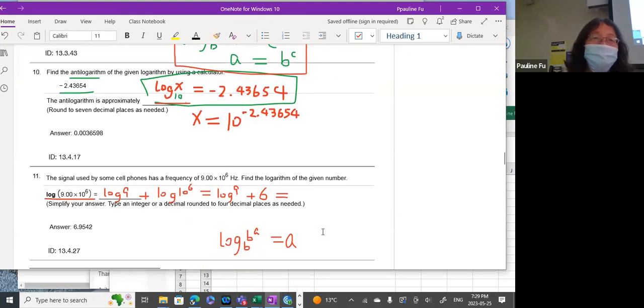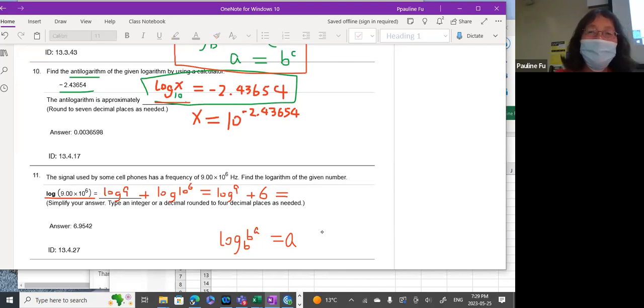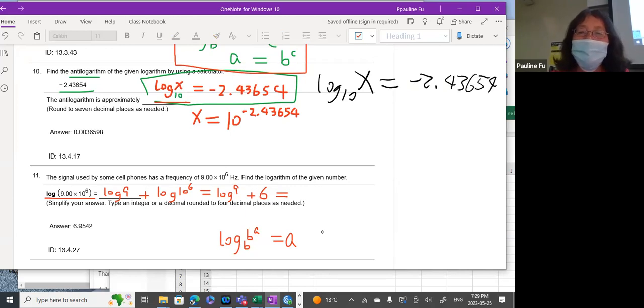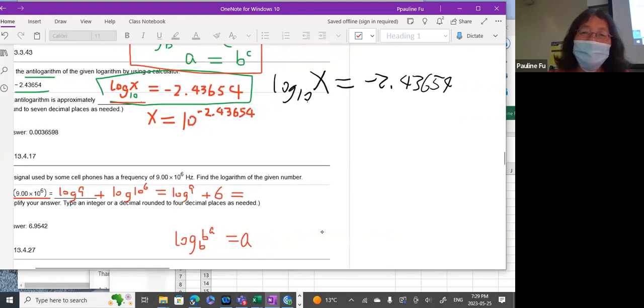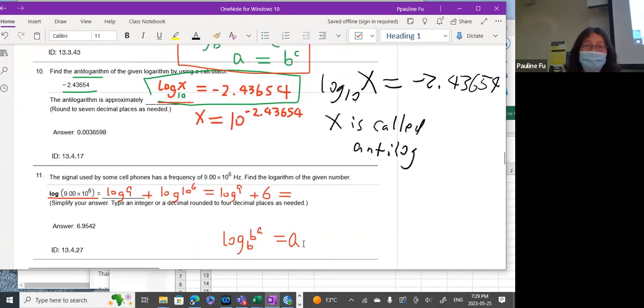Okay, question 10. Find anti-logarithm. Anti-logarithm means if you are given this number, log of what number equals this given number? That is the anti-logarithm. Find x such that log base 10 of x equal to negative 2.43654. So x is called the anti-logarithm of negative 2.43654. So our objective is to find x.